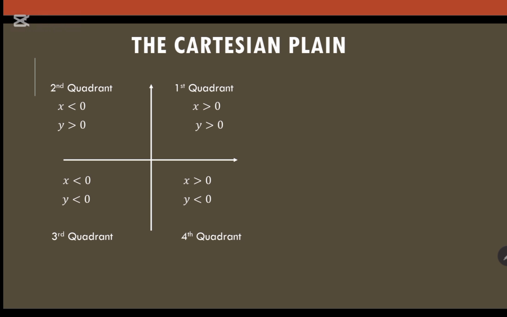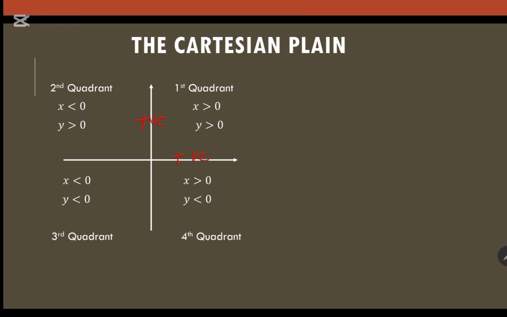Very important. We are going to discuss the nature of the values in each quadrant. Now, in quadrant 1, we see the values of x and y are both positive. Why? Because the values of x here are positive, and the values of y here are positive. So both are positive.